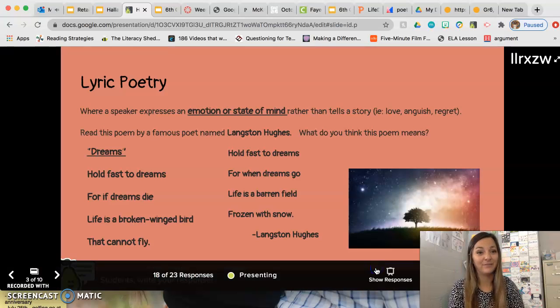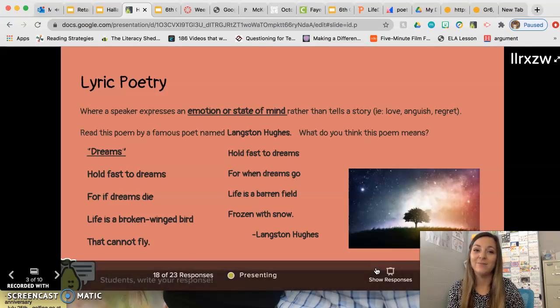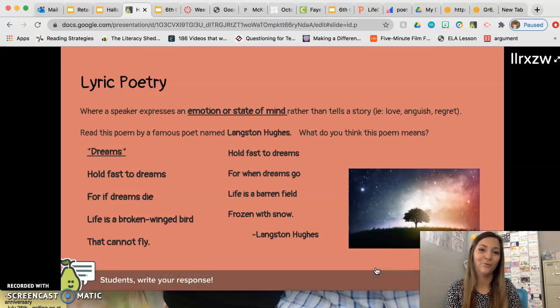This is an example of a lyric poem. Lyric poems sound a little bit more like music, but their whole goal is to show an emotion rather than tell a story. So it could show love, anguish, regret. I'm going to read it to you and I want you to think, what does this poem mean?